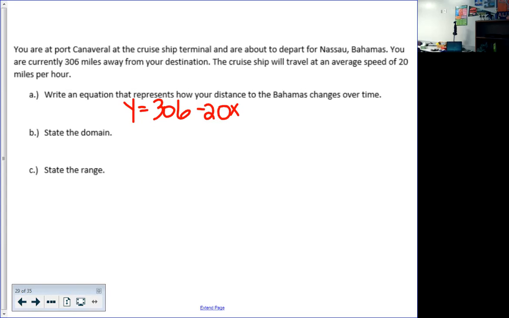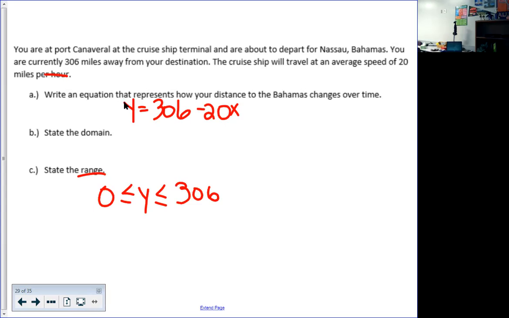All right, so let's go ahead and come up with our domain. The lowest amount away I could be. Let's see, domain is my x. X represents our hours this time. All right. And range is going to represent our distance away. So actually range in this case ends up being easier. We know our range, the lowest is 0, less than or equal to y, less than or equal to 306.